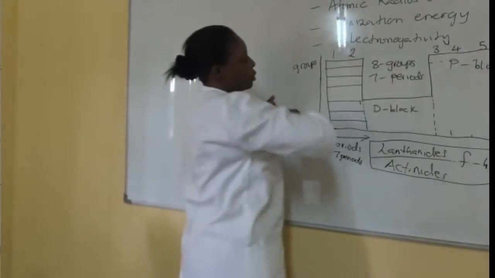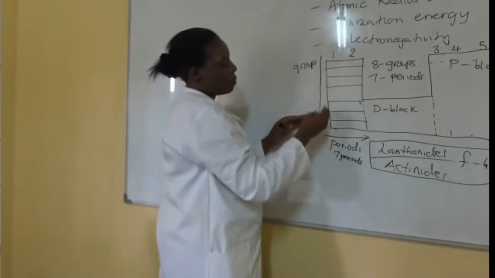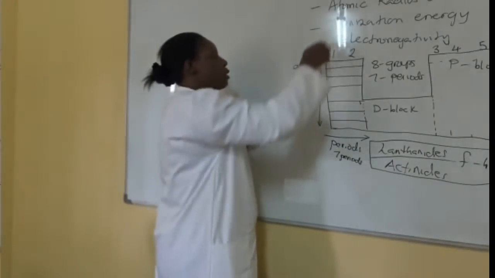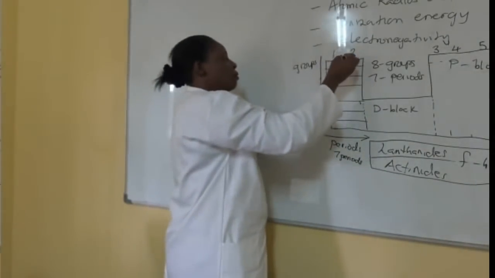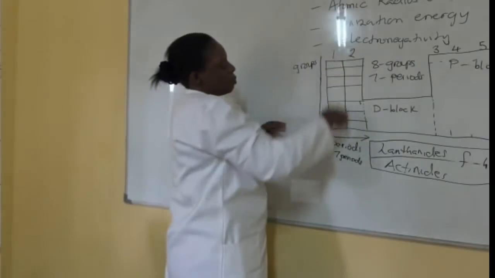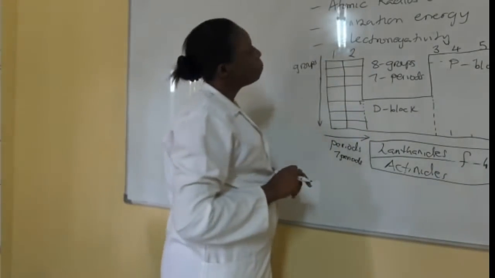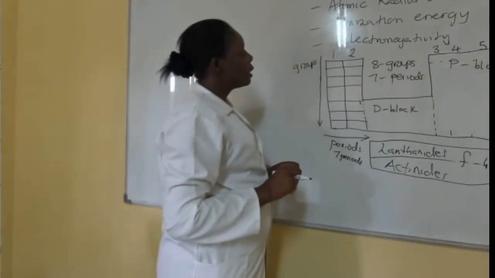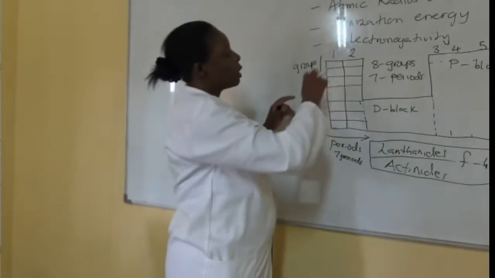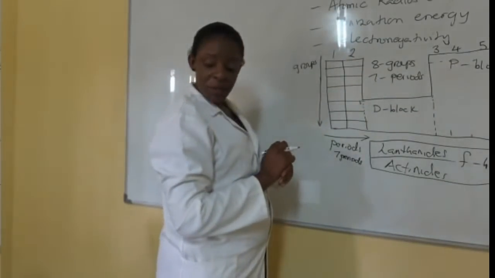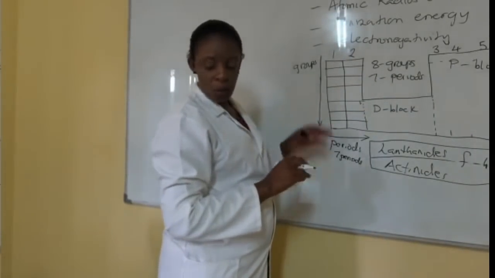So these lines which run from left to right are known as periods. Then the vertical lines from top to bottom are known as groups. Okay. And then some groups have notable names, okay, which we're going to look at.